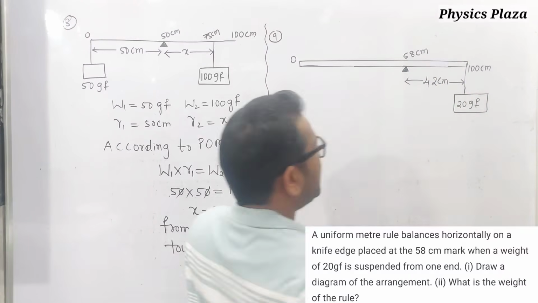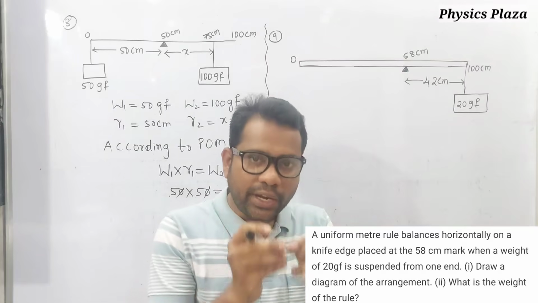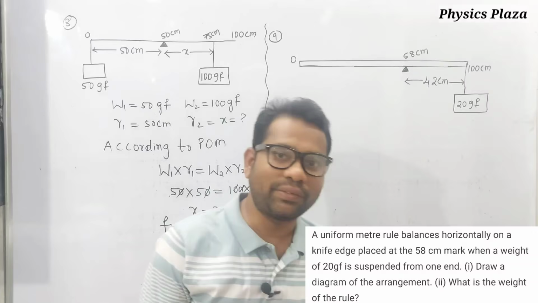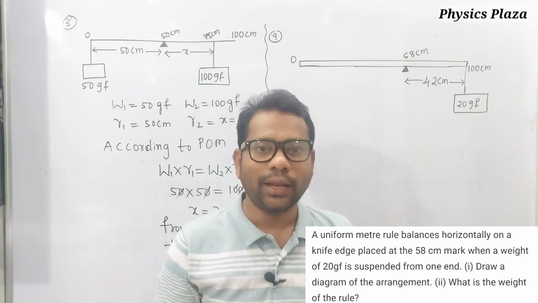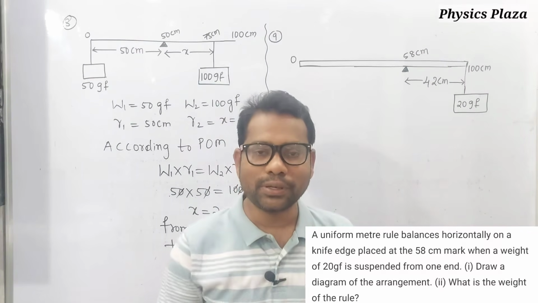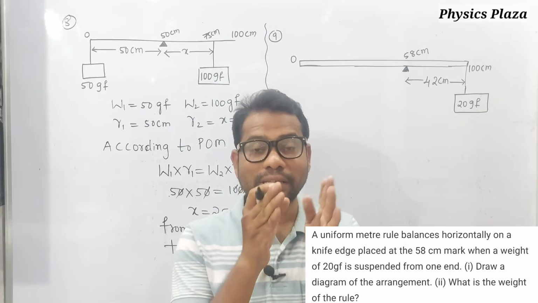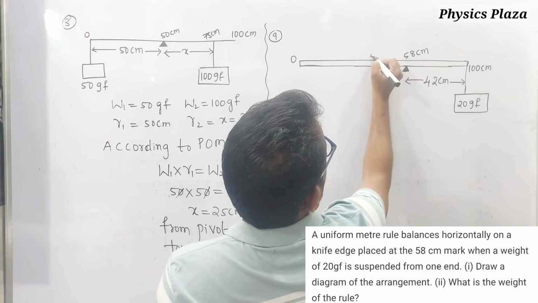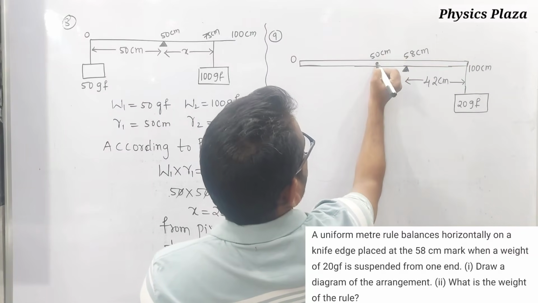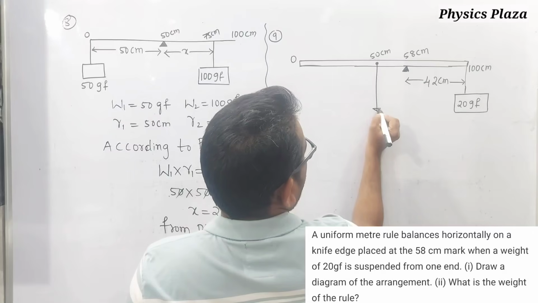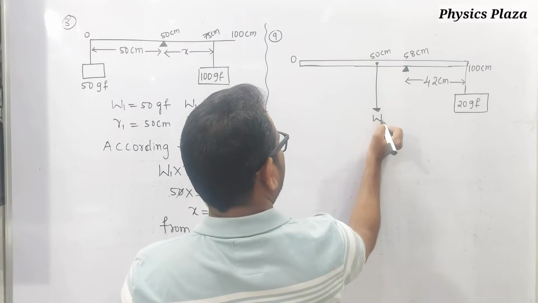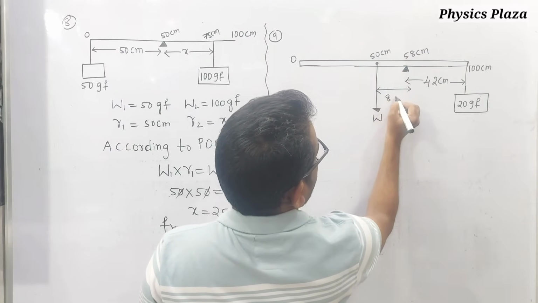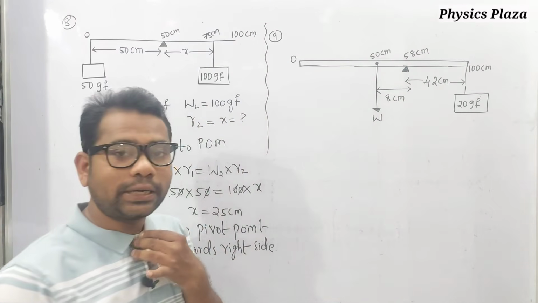42 centimeters. Children, as it is a uniform meter rule, its weight will act exactly at its center of gravity. You may get one doubt, sir, what is the center of gravity? Yes, it is discussed in detail, and regarding center of gravity, a link is given in the description. Just go through this if you have any doubt regarding the center of gravity. For a uniform meter rule, children, center of gravity will act exactly at its midpoint. Midpoint means how much? 50 centimeter mark. So this is the point where the total weight of the meter rule will act. Now children, this perpendicular distance is going to be 58 minus 50. This is going to be 8 centimeters. So children, this is the diagram required.